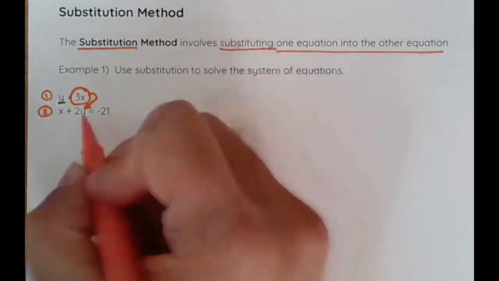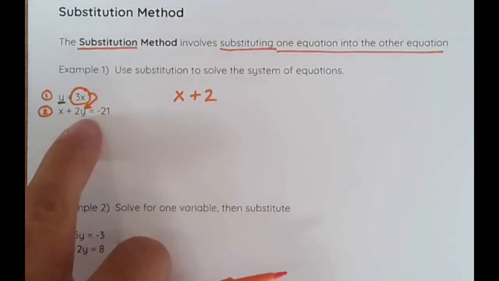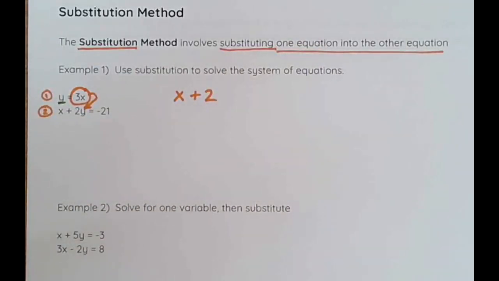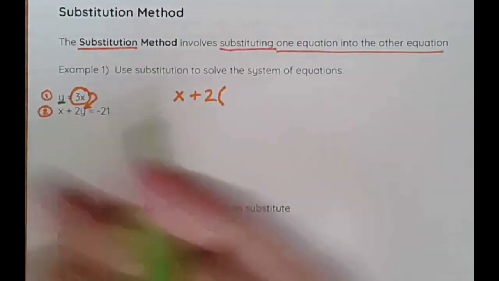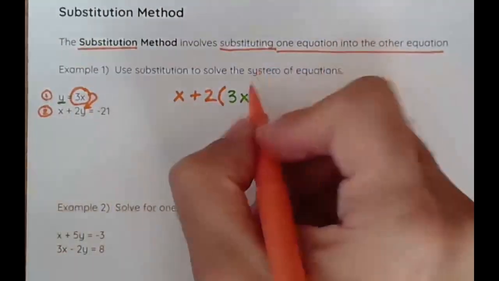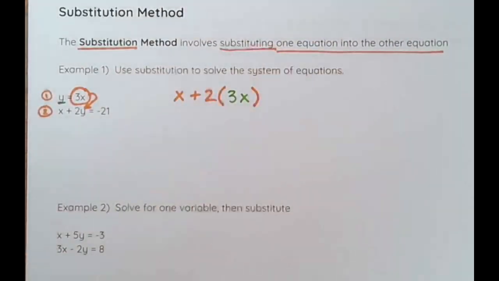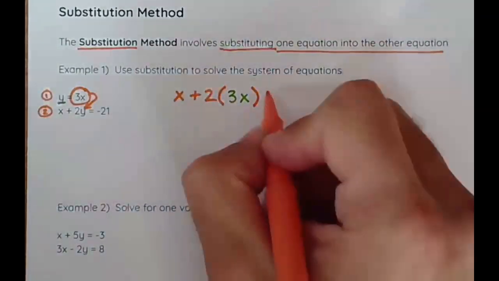When I do this, it's going to give me x plus 2. x plus 2 is coming from the second equation. And then in place of y, I'm going to put equation 1, 3x. Now, whenever I substitute an equation into another equation, I'm going to put it in parentheses. That way I can distribute if I need to. This is going to equal negative 21.